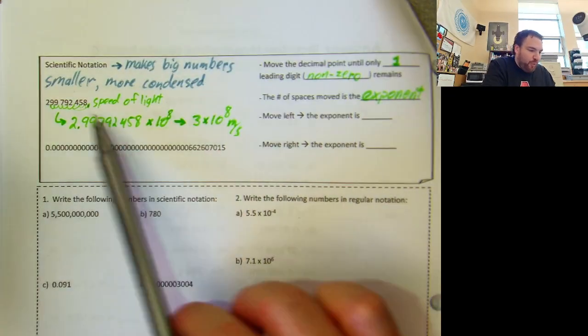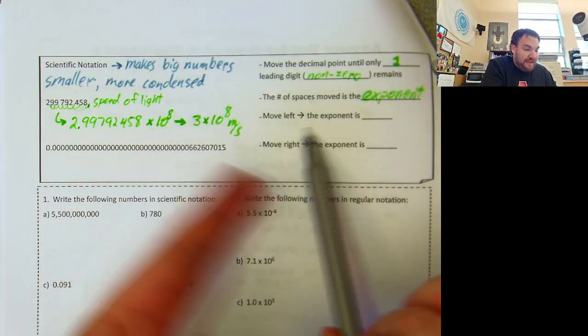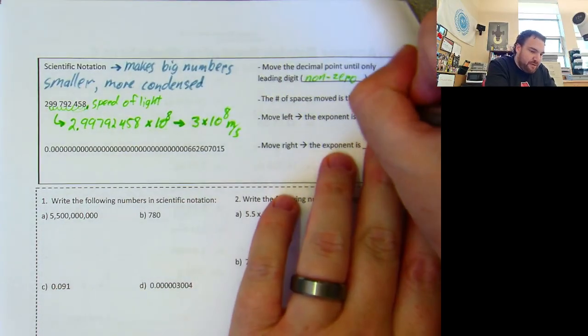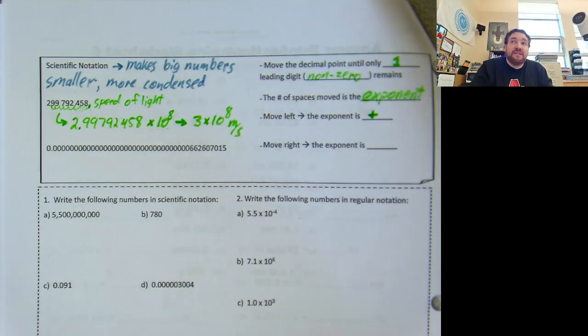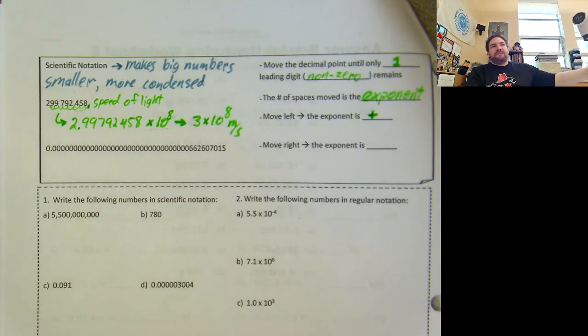To put the decimal where it was, we moved left. And so when we move left, the exponent is positive. Because when that exponent is positive, the number is really, really big. 10 to the 8 is a massive number.